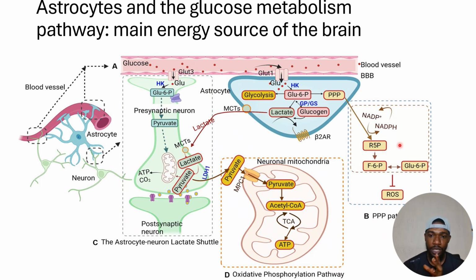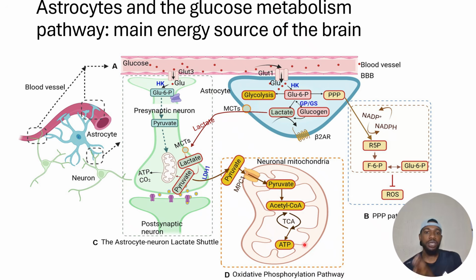In this pathway, glucose 6-phosphate generates NADPH, which is essential for antioxidant defense and protection against reactive oxygen species, the ROS. The PPP, the pentose phosphate pathway, also produces ribose 5-phosphate, which is important for nucleotide synthesis and cellular repair.